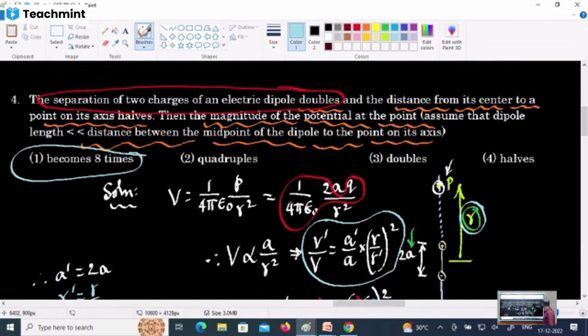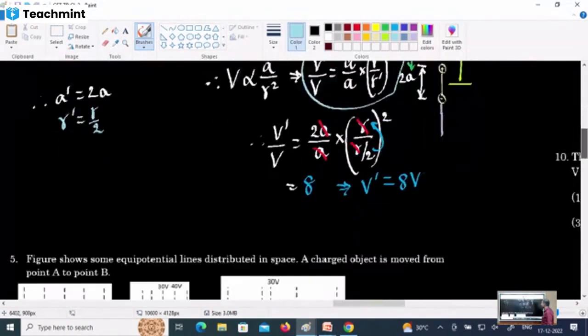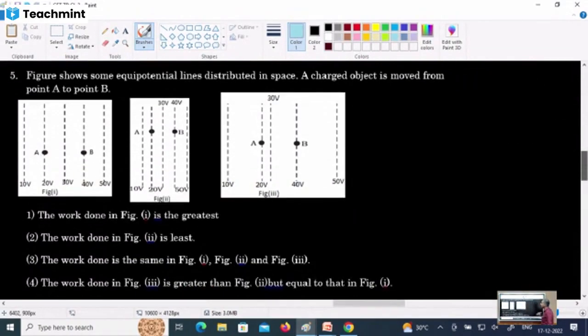Did you understand? Let us move to the next question, question number 5. The figure shows some equipotential surfaces or equipotential lines. These surfaces are perpendicular to the plane of the figure. A charged object moves from point A to B. Now, we have to find which among the four statements are correct.